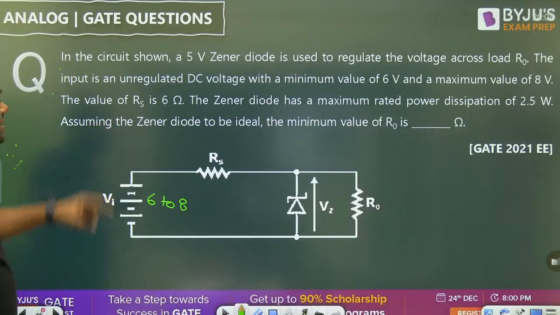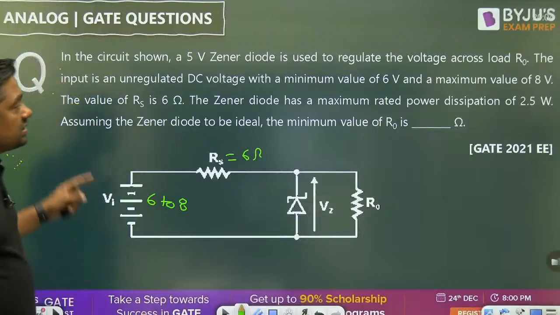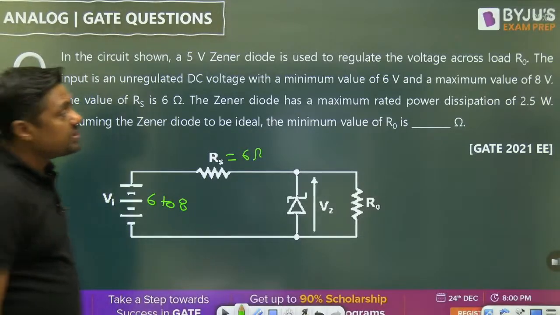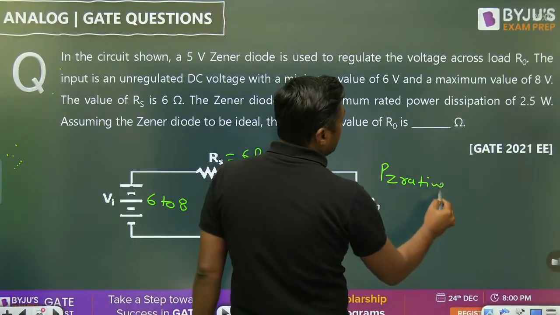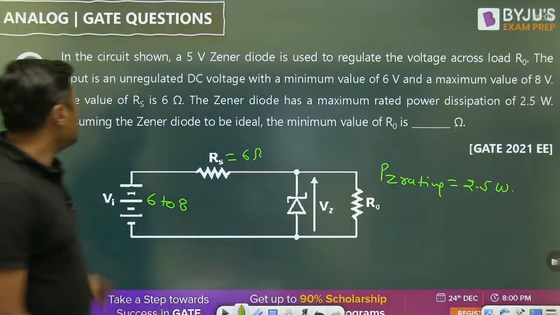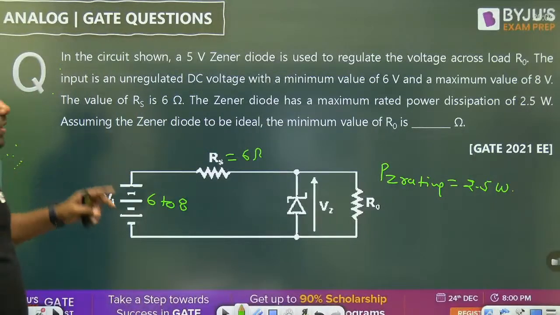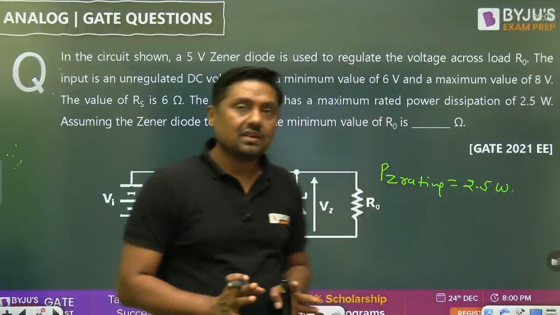The value of RS is 6 ohm. This is called the series resistor. Only 6 ohm is given here. The Zener diode has a maximum rated power dissipation of 2.5 watt. Assuming the Zener diode to be ideal, the minimum value of R0 is asked.